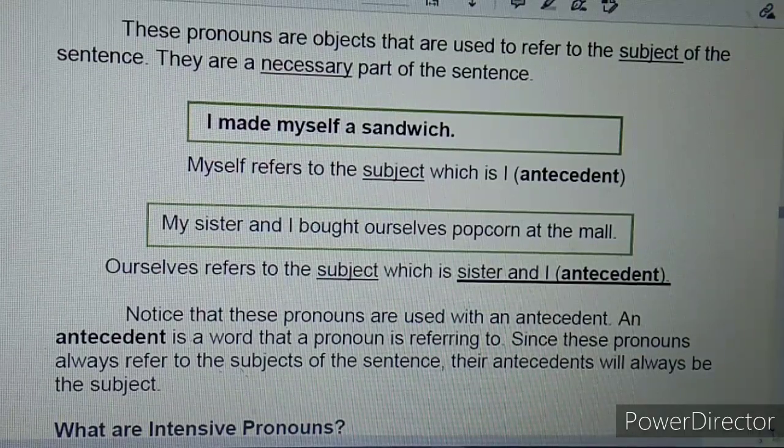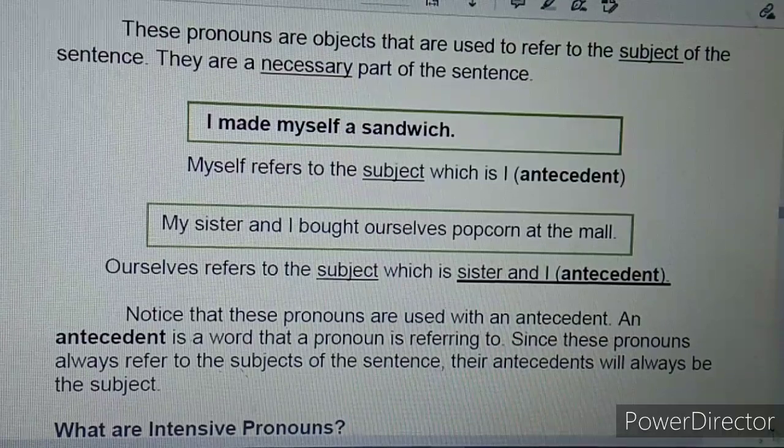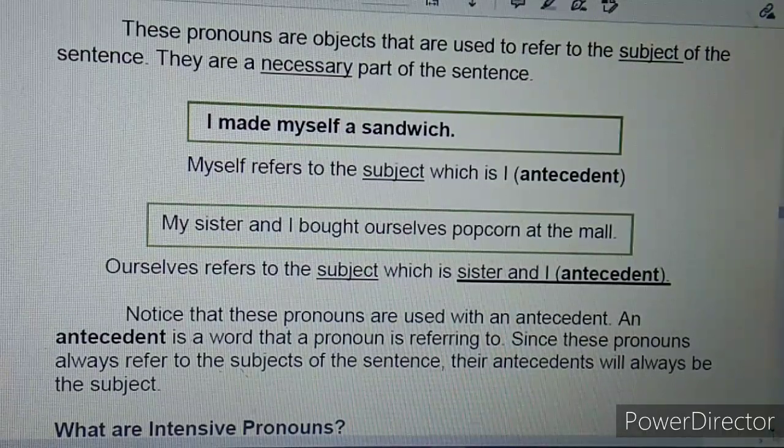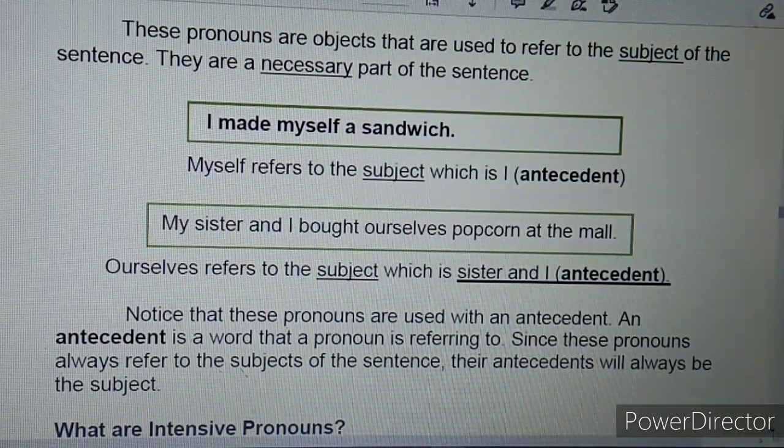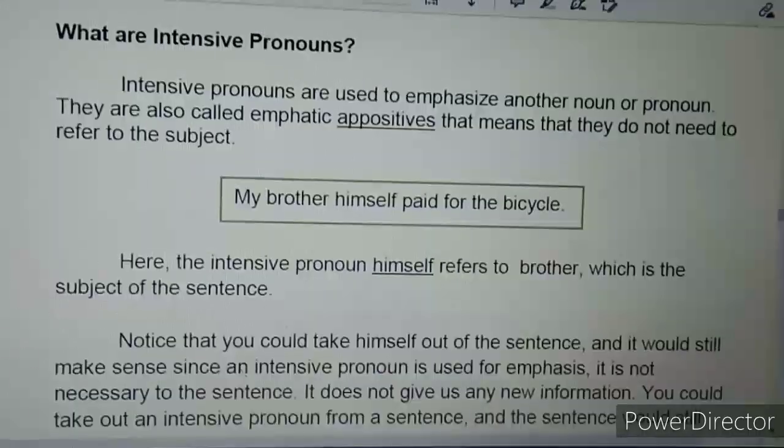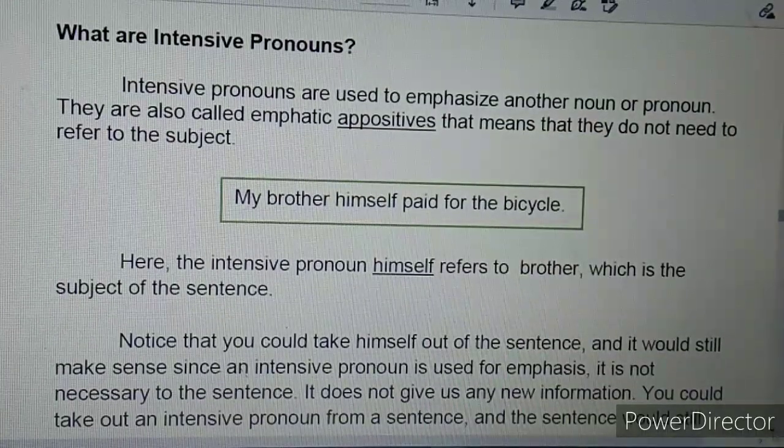Notice that these pronouns are used with an antecedent, and an antecedent is a word that the pronoun is referring to. Since these pronouns always refer to the subject of a sentence, their antecedents will always be the subject. Now, what are intensive pronouns? Intensive pronouns are used to emphasize another noun or pronoun. They are also called emphatic appositives. That means that they do not need to refer to the subject.